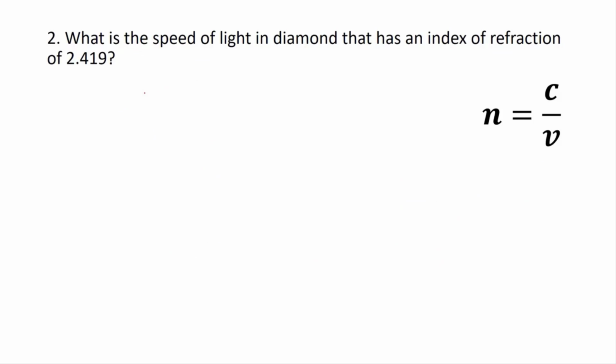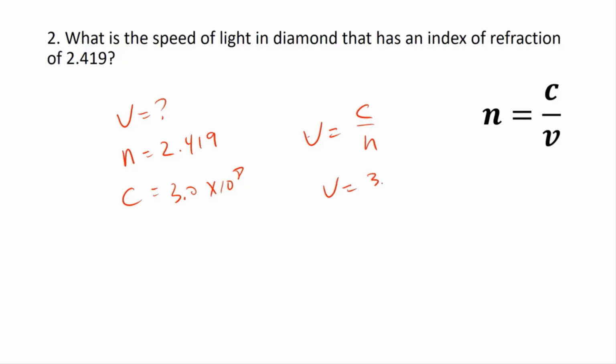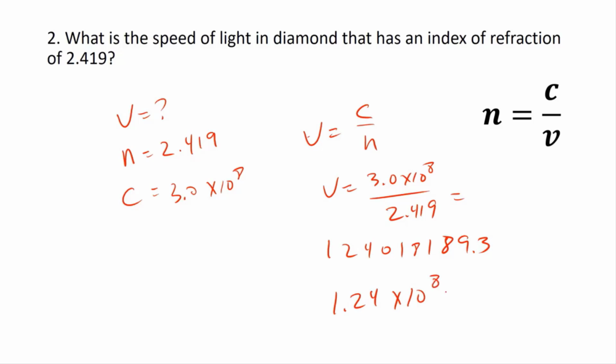Okay, what's the speed of light in diamond? V equals question mark. In diamond, it has an index of refraction of 2.419, and c, once again, is always going to be that constant, 3 times 10 to the 8th. So, solving for v equals c over n, v equals 3.0 times 10 to the 8th over 2.419. So 3 second E8 divided by 2.419, and you get 124018189.3, and I'm going to round that to 1.24 times 10 to the 8th meters per second.